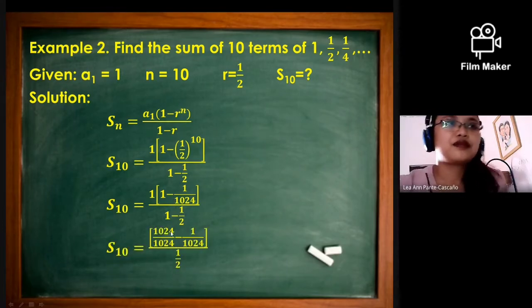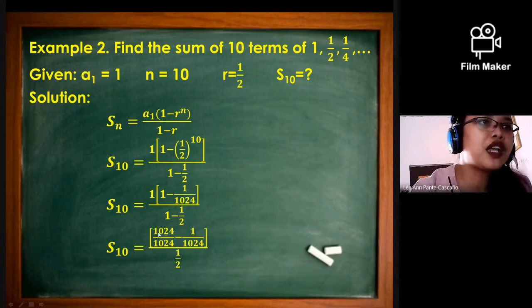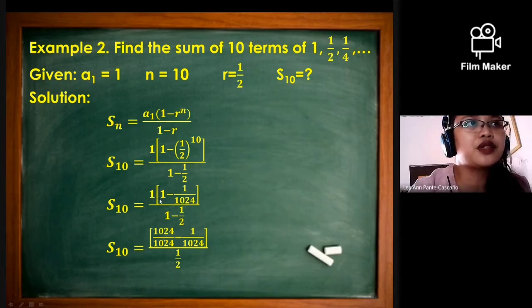Anong nangyari? Bakit po ito ma'am naging 1024 over 1024? Tapos nawala na po yung 1. Pag minultiply po natin si 1 sa mga number na to, ang kalalabasan pa rin naman po ay yung number po na ito. Okay? So, na-simplify na siya. Ma'am, bakit po naging 1024 over 1024 po ito?